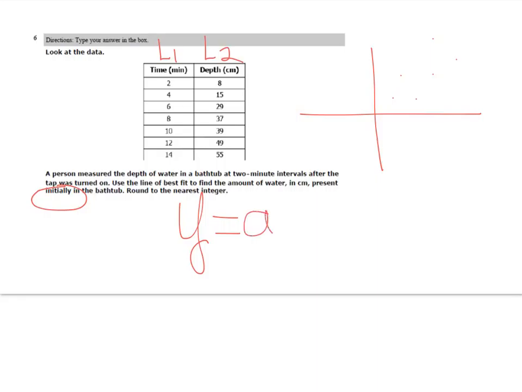You're going to put it in y equals ax plus b. And basically it says find the amount of water present initially. Well, if you look up here, the time starts at 2 minutes. So how much would initially be? Initially would be when x is equal to 0. Okay? So when you get that, go ahead and plug in 0 for x, which you're going to get your y-intercept. And this is to round it to the nearest integer. This would be your TEI question, where you would just type in your answer, round to the nearest integer.